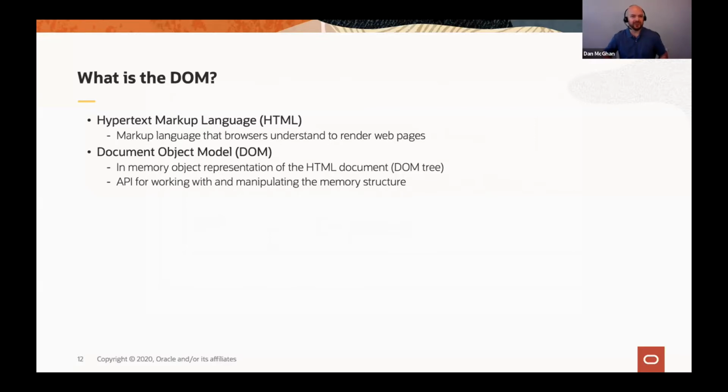But in order to allow that to happen, we needed a standard, and that standard is the DOM, or Document Object Model. And you can think of the DOM as two parts. You have this in-memory representation of the underlying HTML web page. And because HTML is hierarchical in nature, the DOM tree, as it's referred to sometimes, is also going to be hierarchical in nature. And we also have an API for working with and manipulating that memory structure as well. So those are the two main parts.